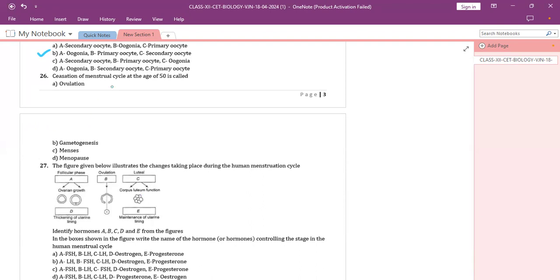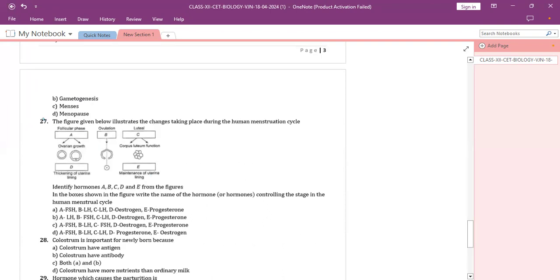26th one. The cessation of menstrual cycle at the age of 50 is called A, ovulation, B, gametogenesis, C, menses, D, menopause. Obviously, when the period of menstrual flow is stopped in a female, that particular period of time is called menopause. D is the right option.